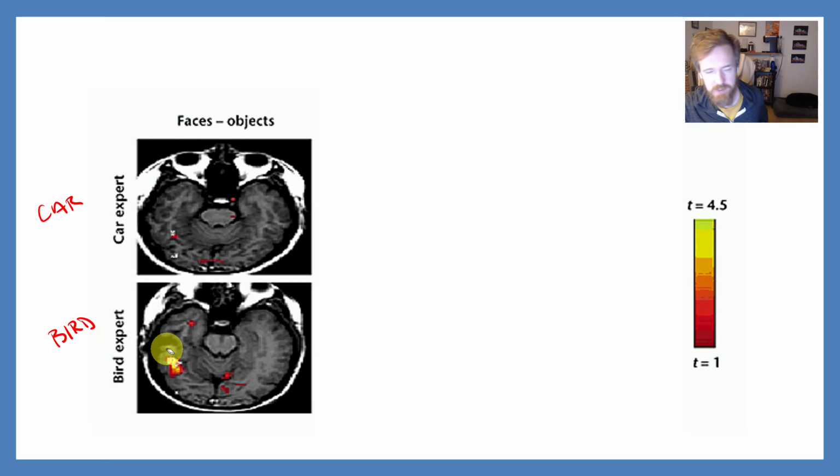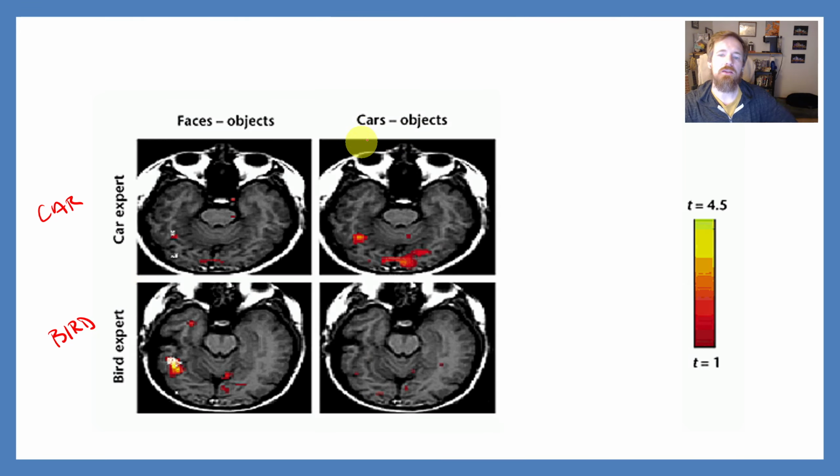But again, this is one of the things that's been replicated before, so I think it's okay to trust these results. Now they then look at cars and subtract from that common objects. If we look at the bird experts, we don't really see any new activation. In other words, whenever their brains are looking at cars, it's exactly like when they're looking at common objects.